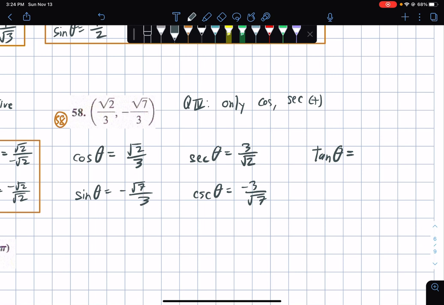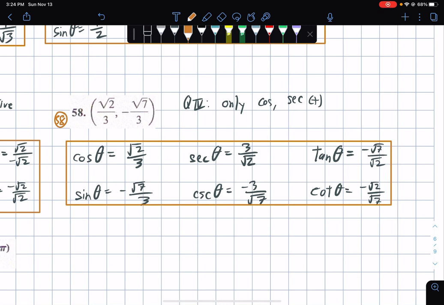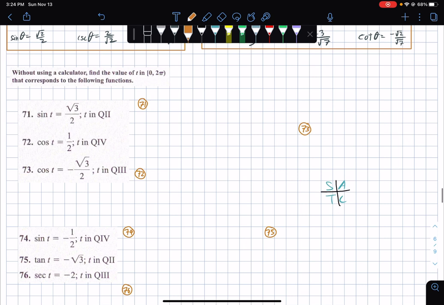Tans and values. Okay, and cotangent. Alright. That's number 58.